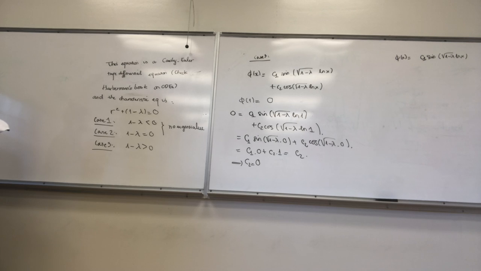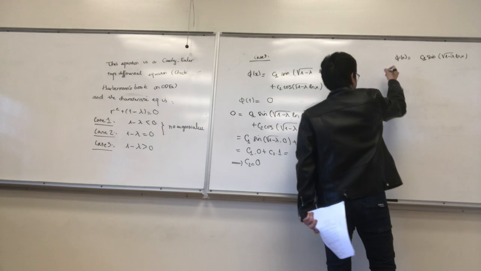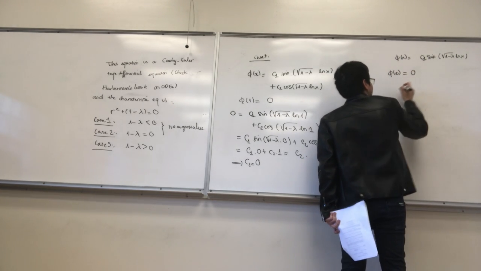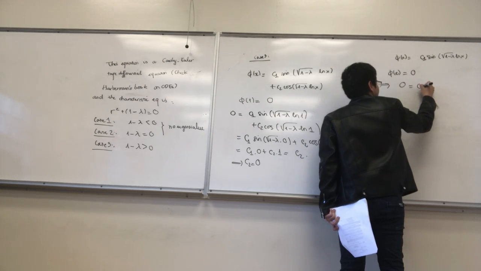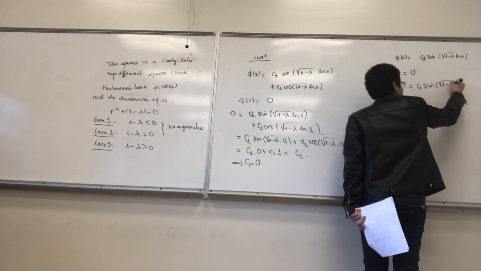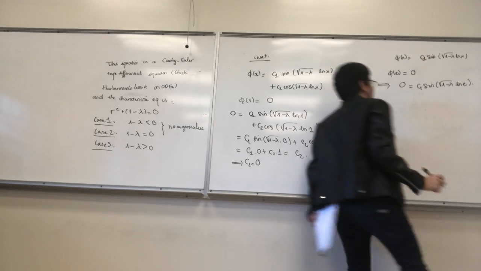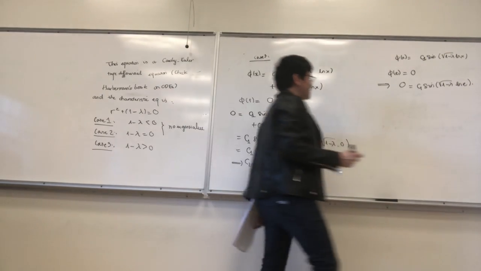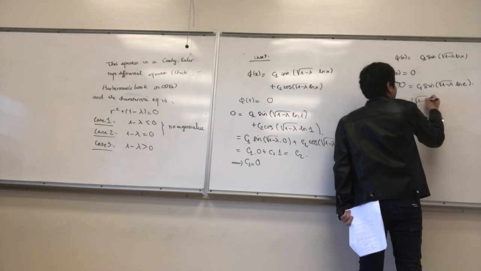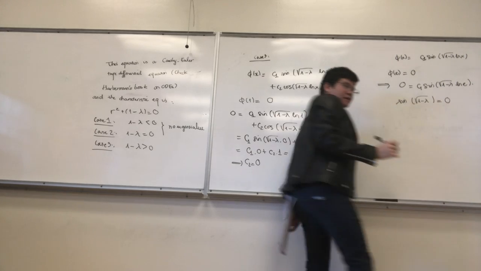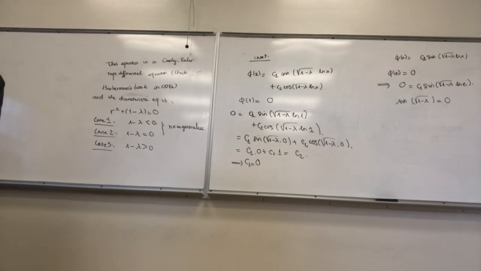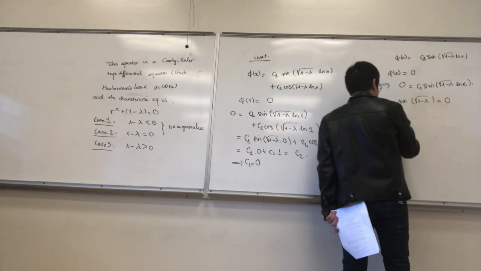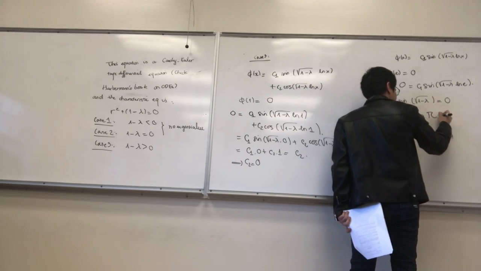What is the next step? Second boundary condition. So now you apply the second boundary condition. P is 0, which means that 0 is equal to C1 sine of square root of 1 minus lambda log e. Log e is 1, which means that sine of square root of 1 minus lambda is going to be 0. What can I say about lambda? The square root of 1 minus lambda equals n pi. So 1 minus lambda is equal to n pi, right?